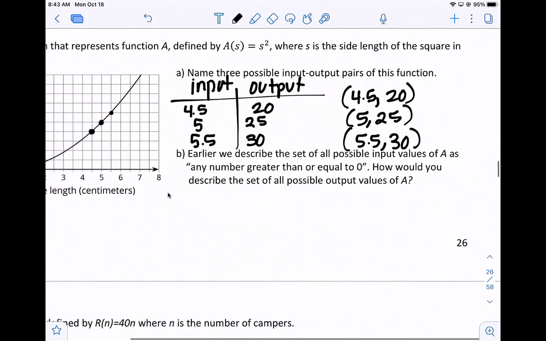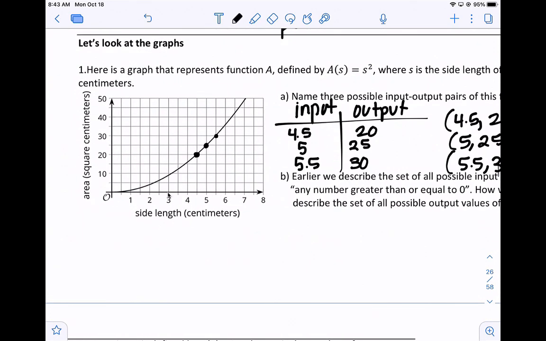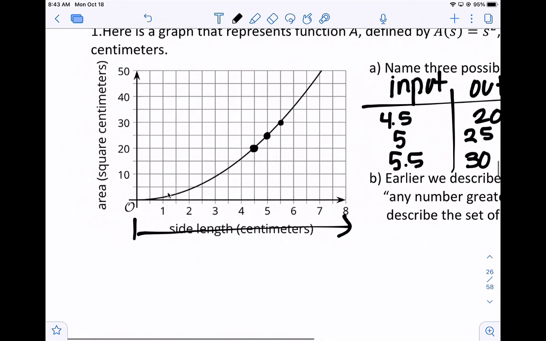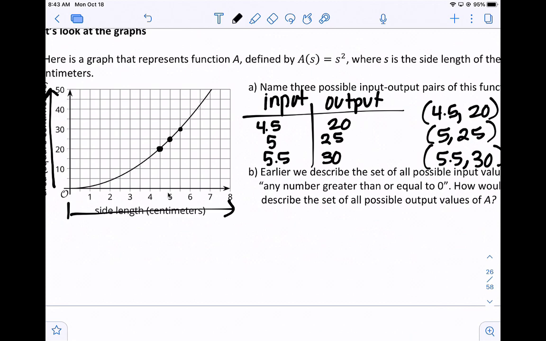It says earlier we described the set of all possible input values of A as any number greater than or equal to 0. How would you describe the set of all possible output values? All right, so the input starts at 0 and it's any number bigger. The output, again, if we look at the output, starts at 0 and it's any number bigger. So the output, again, is any number greater than or equal to 0.